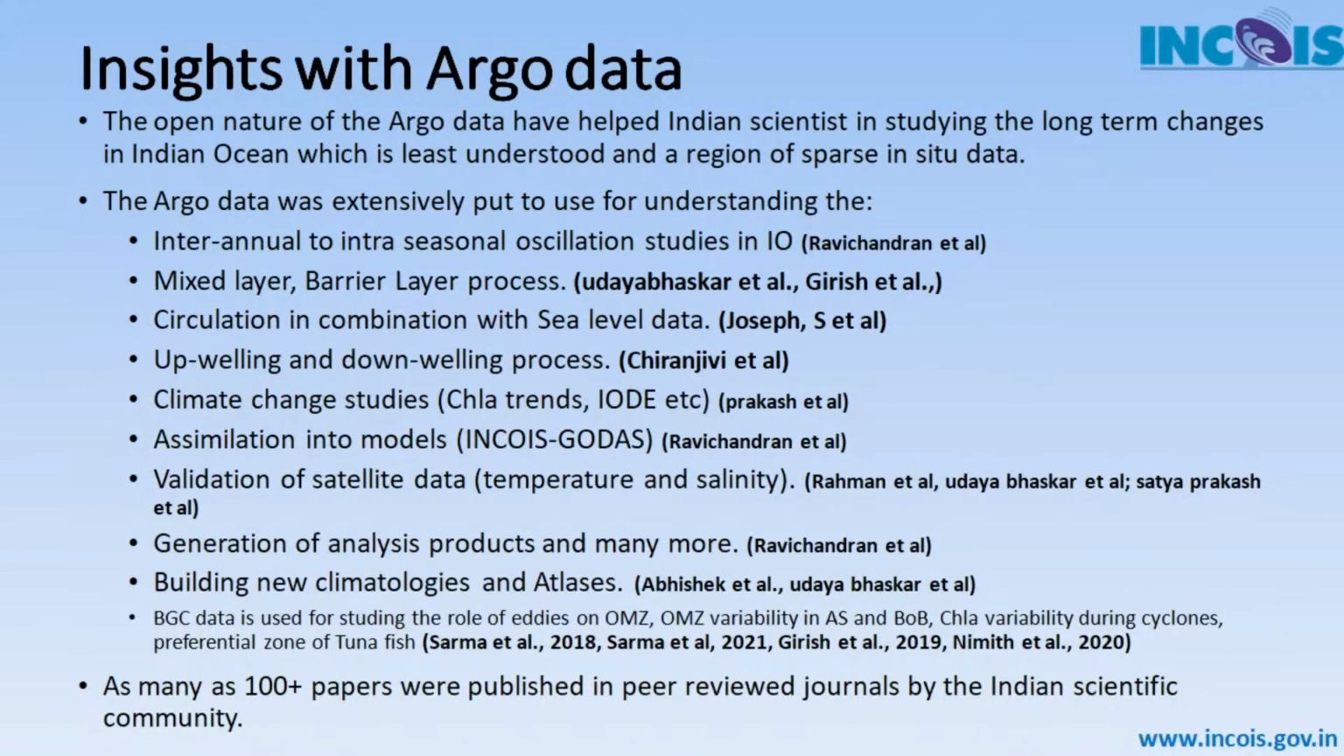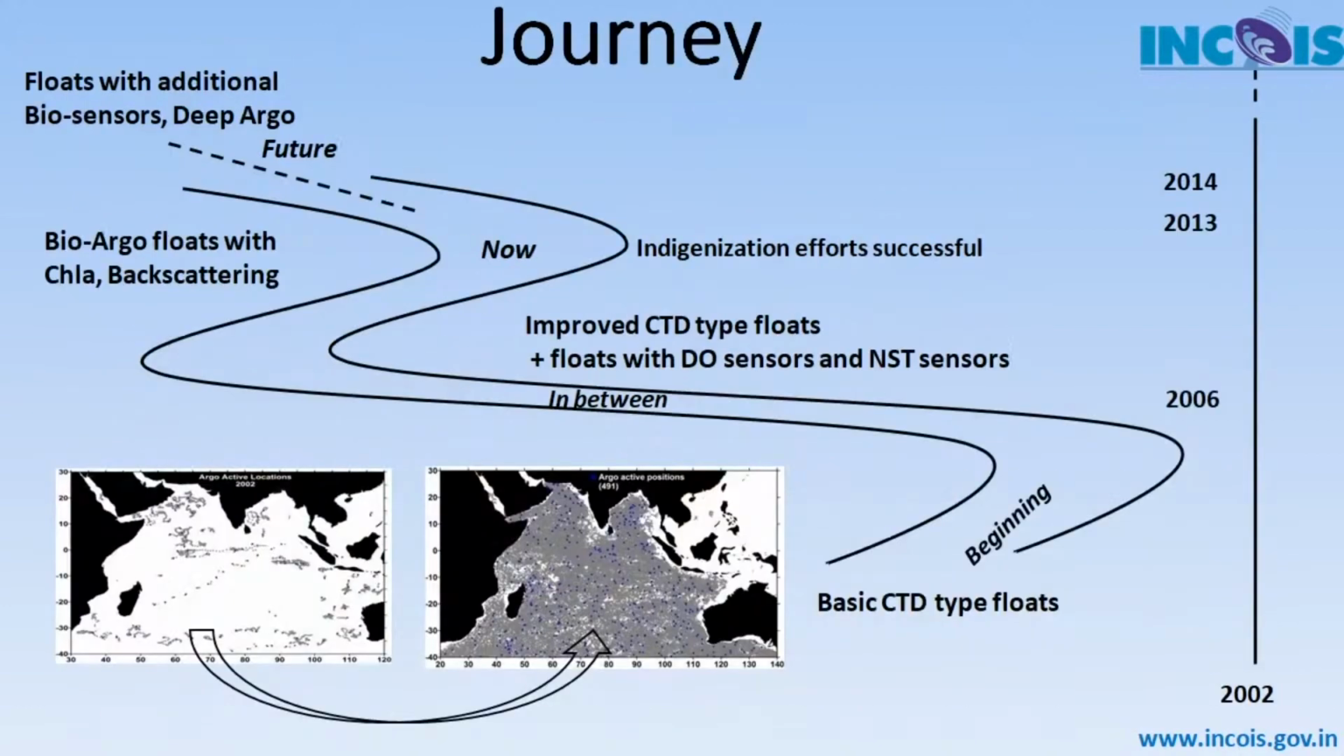For example, studying the role of eddies in the oxygen minimum zone, and the variability of the oxygen minimum zone in the Arabian Sea and Bay of Bengal, and the chlorophyll variability during cyclones, and the preferential zones of tuna fish. And then there are many papers. These are all available on the Argo data management websites, and also there is one bibliography being maintained on the UCST website right from 1999 to the latest years. You can see almost 1500 papers have been published since the Argo program began by various countries. And India alone, as many as 100 plus papers are published in peer-reviewed journals by the Indian scientific community.